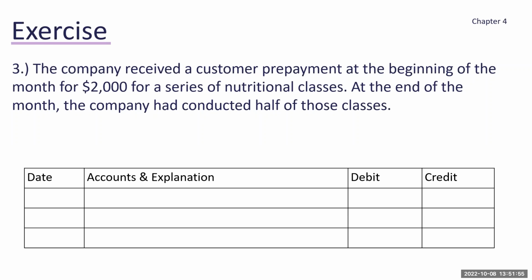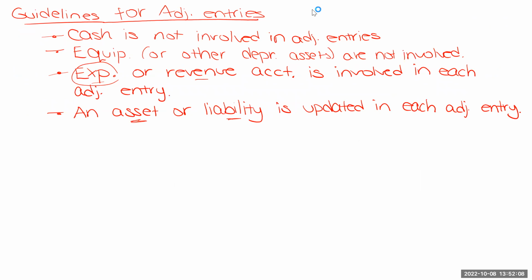All right, let's go through another example. So we've been working our way through the different types of adjusting journal entries. We're going to see there's 5. We said in a previous slide that these 5 follow the following guidelines, right? We're never going to see cash involved. Equipment's not going to be impacted. We must update an expense or revenue account in each adjusting entry, and the offset will be an asset or a liability account. All right, let's look at another example.